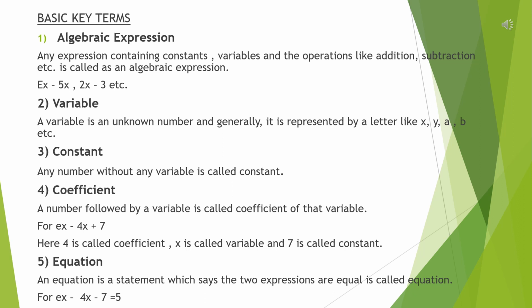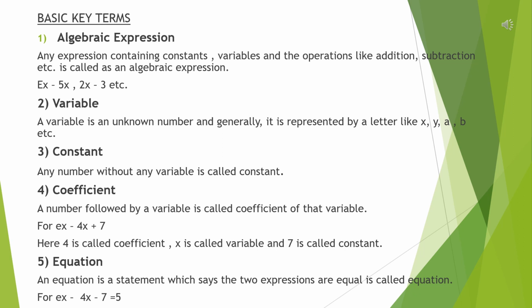Now, what is coefficient? A number followed by a variable is called coefficient of that variable. For example, 4x plus 7. Here, 4 is called coefficient and x is called variable and 7 is called constant. 4 is called coefficient because it is followed by a variable x.